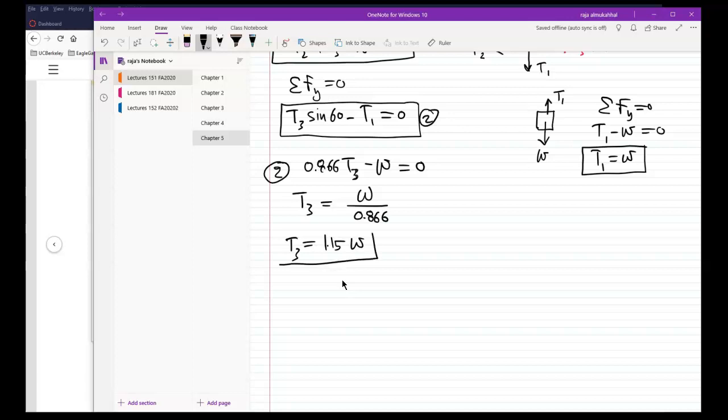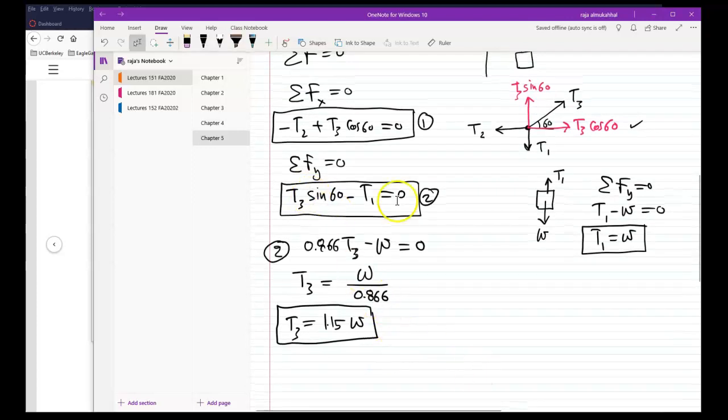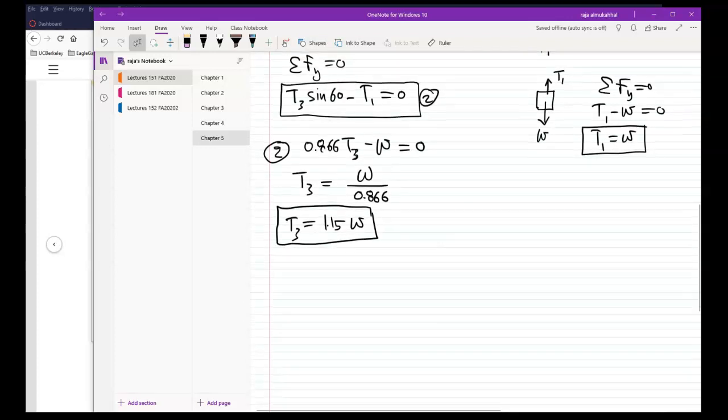There we go. I have solved for the tension T3, that is. Okay? Now let me come back. Since I know T3 and T1, I know both of them. So I can just go here, plug in T3, and solve for T2, and I'm done. Done with the problem. He said find the tensions. There we go. So now I go back to 1.